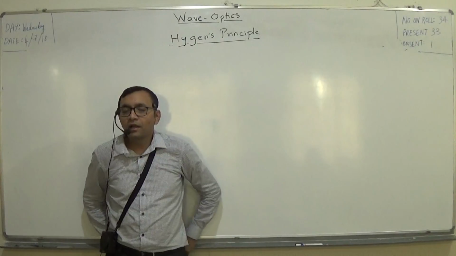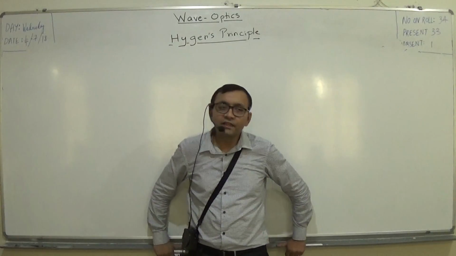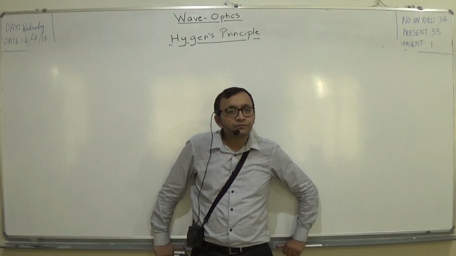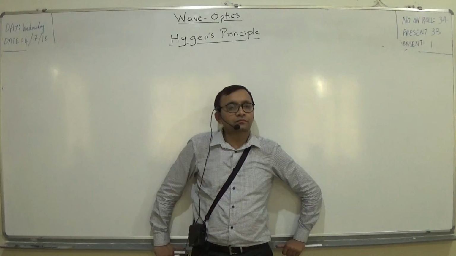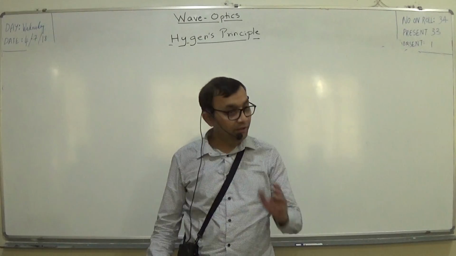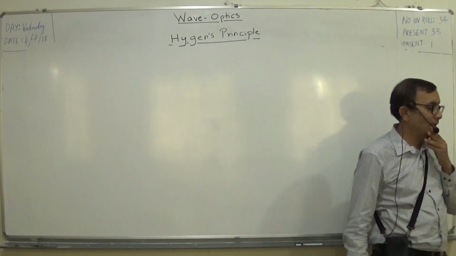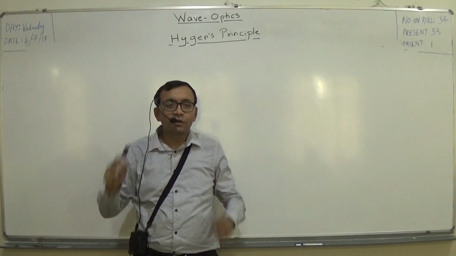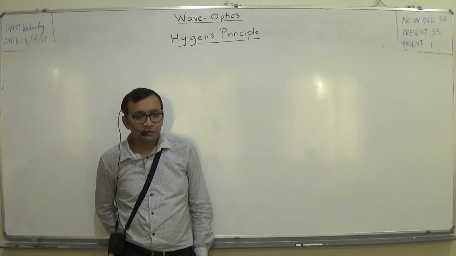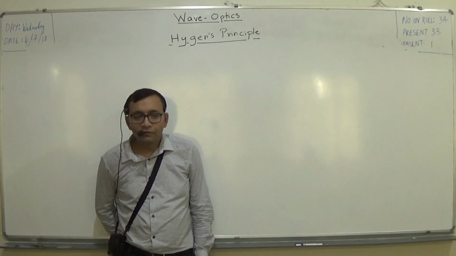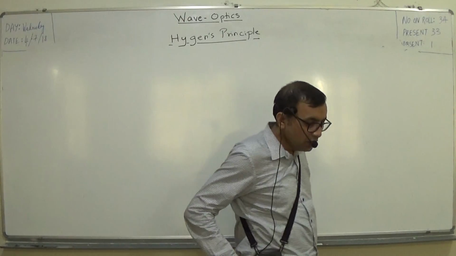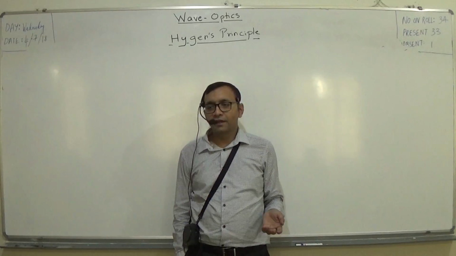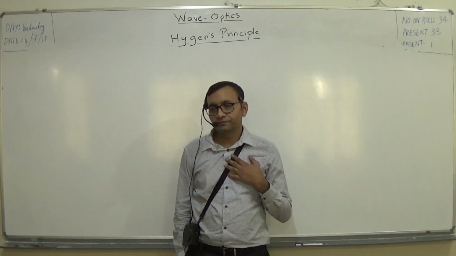What can you tell about the velocity of the wave? Which direction will it be with respect to the wavefront? What do you think? Perpendicular to the wavefront. Write down: velocity of the wave will be perpendicular to the wavefront. Fine. So whenever you see a wavefront, draw a perpendicular, and you will get the direction of motion of the wave.